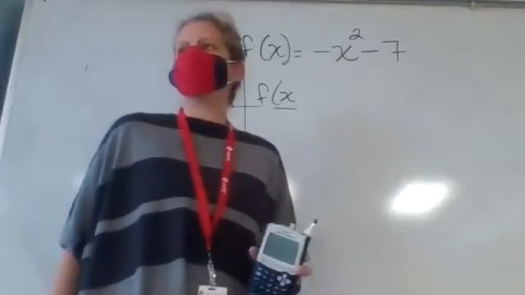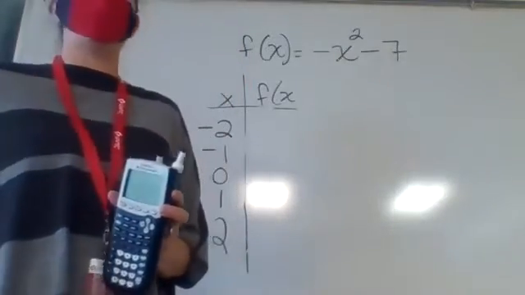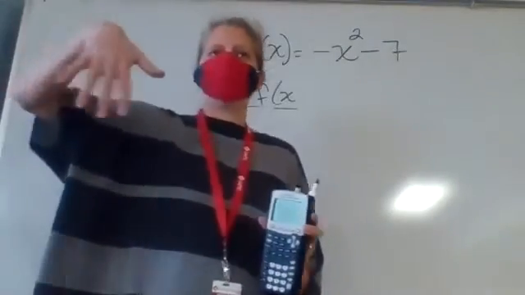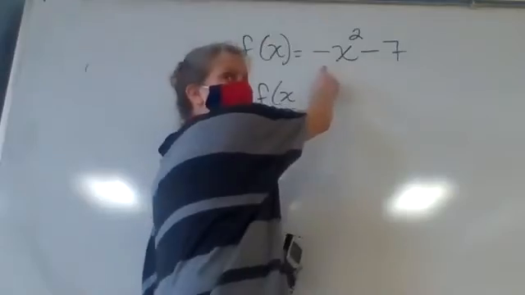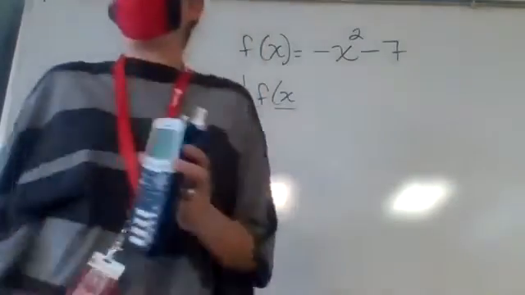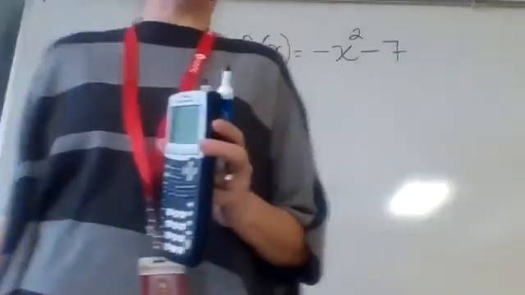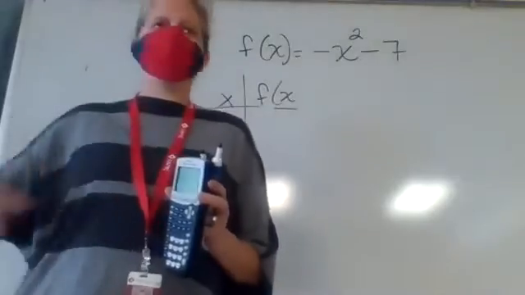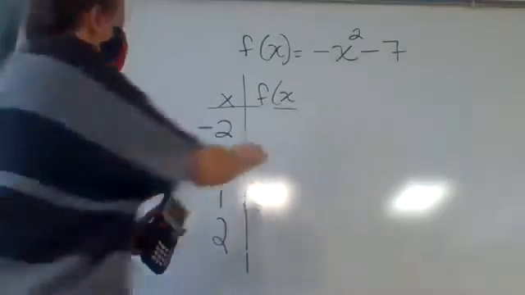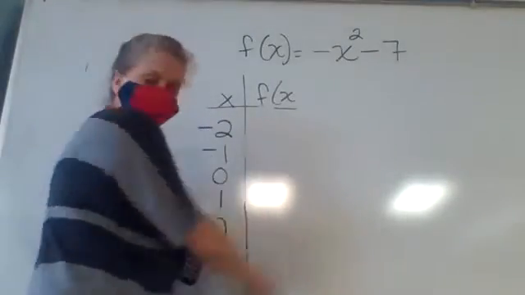Why do you think that one's upside down, but the other one wasn't? What do you think made this one flip upside down? That's exactly right. That negative in front of that x squared is what flipped it upside down. Okay, we're going to get way more into that later on. Right now we're just going to focus on filling this out.